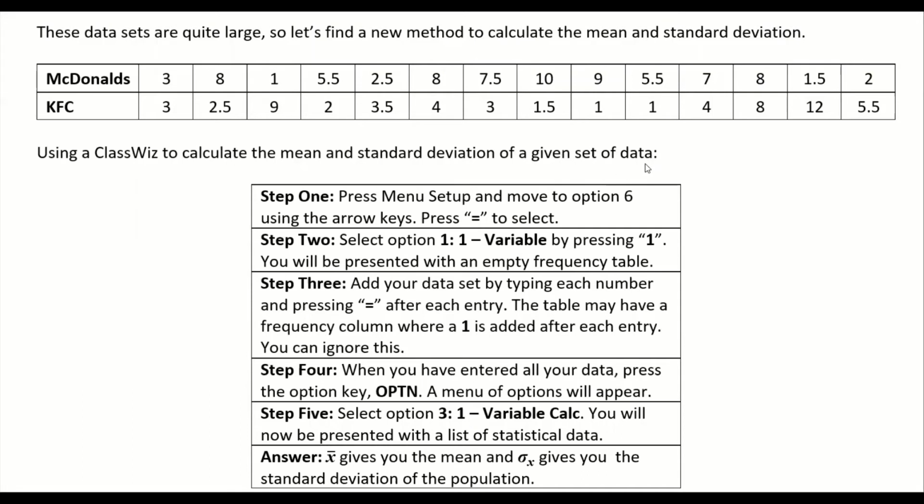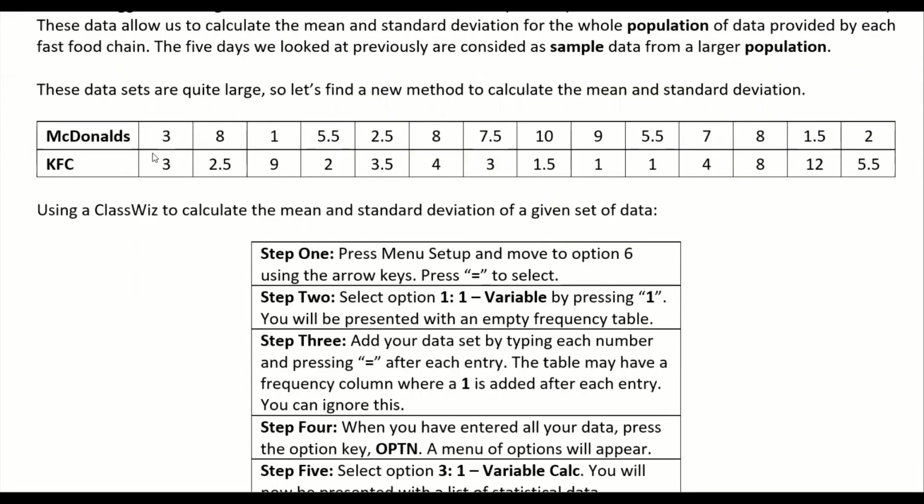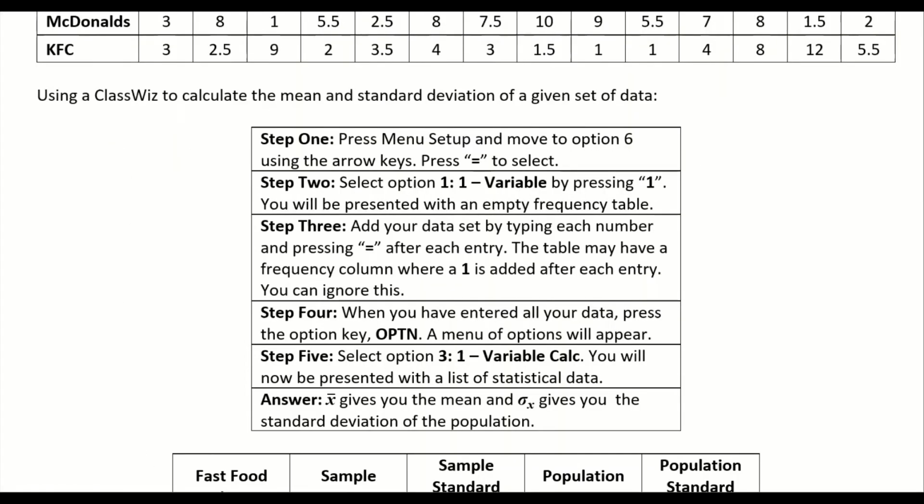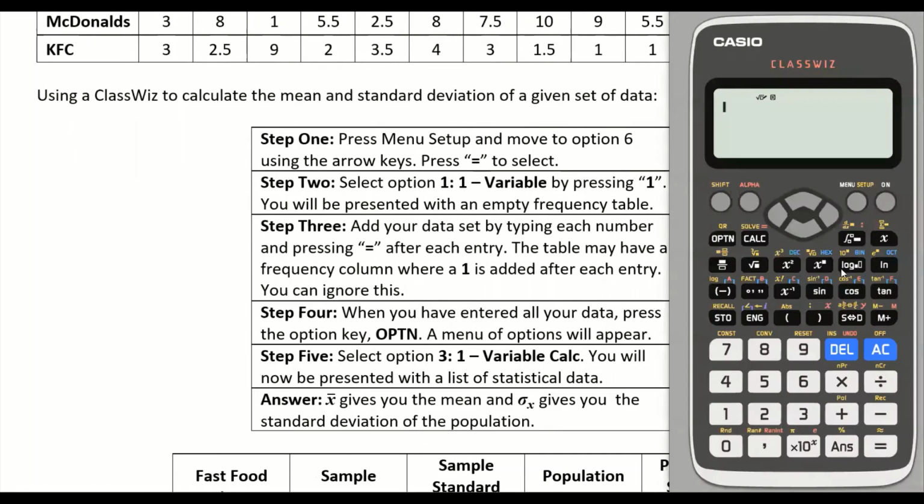So what we need to do is take our data sets here for McDonald's and for KFC, and calculate the means and standard deviation. So we have the step-by-step guide, and I'm just going to bring the calculator up now. We press the menu button for step 1, and move to option 6 using the arrow keys. There we have the statistics section. We press equals and we're ready to go.